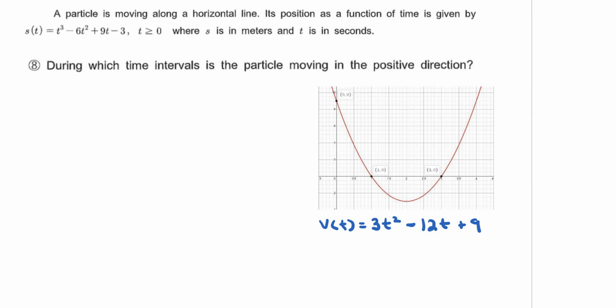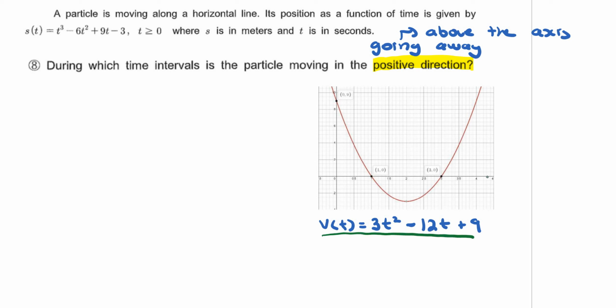Okay, so during which time intervals is the particle moving in the positive direction? Okay, so what does positive direction mean again? So positive direction means literally going away. And when you're going away, we already mentioned in a previous problem that this means you are above the axes, right? So above the t-axis or the x-axis. So if this is my velocity time graph, that's the t-axis here, because that represents time.